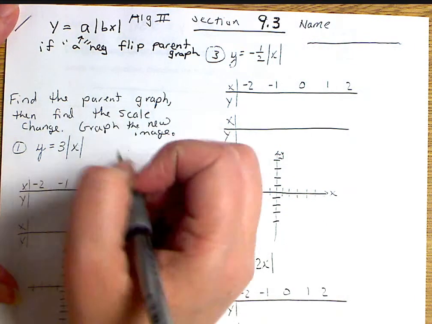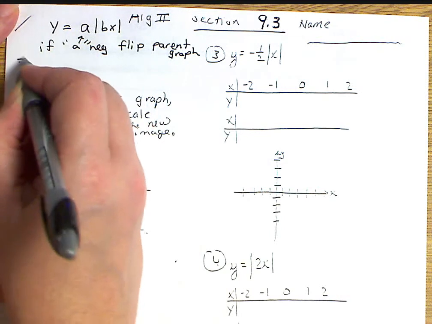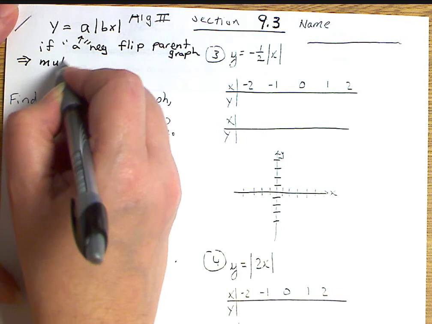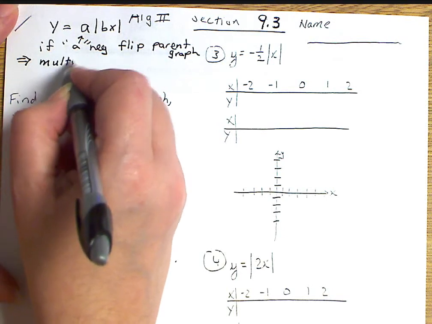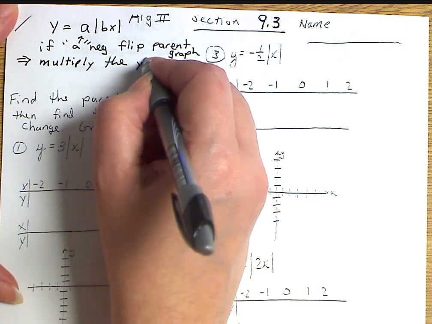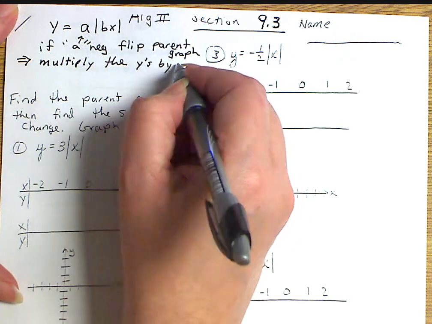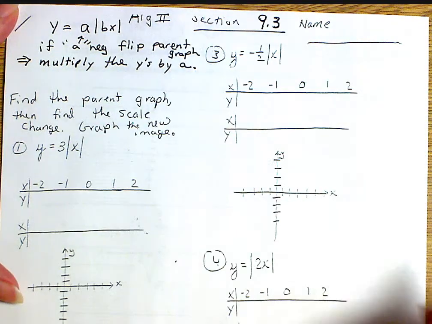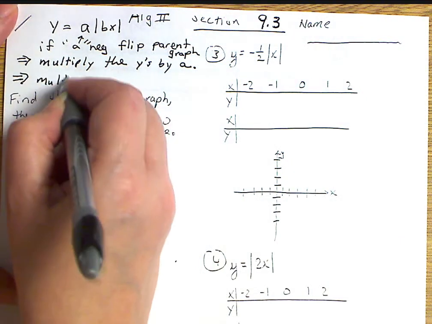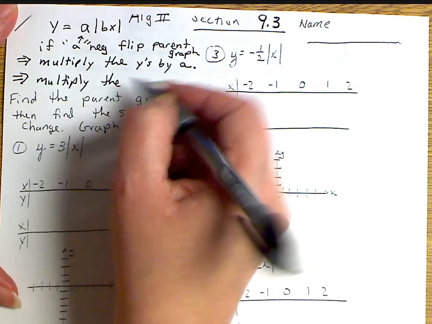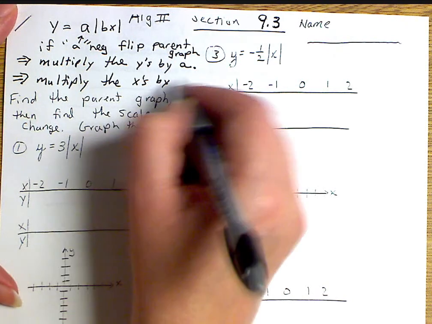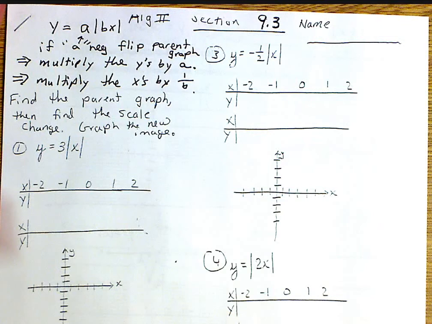The other thing that we have to know is two things. You multiply the y's of the parent graph by a, and you multiply the x's of the parent graph by 1 over b. And I'm going to pause there so you can make sure you have that written down.